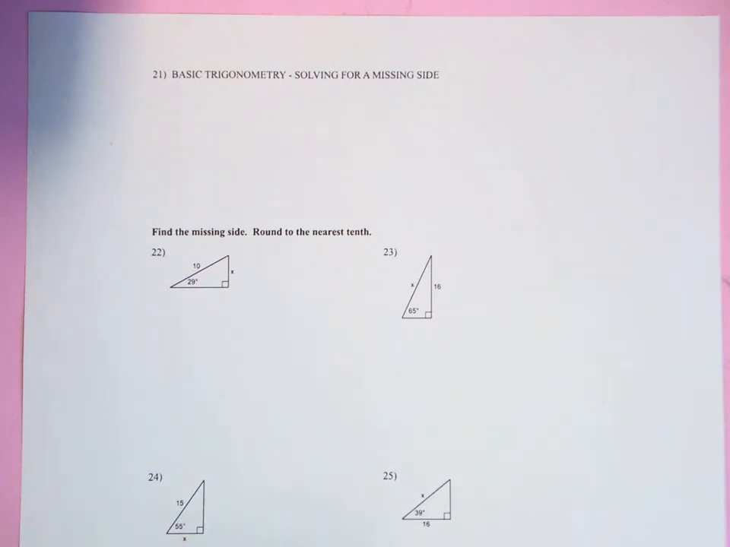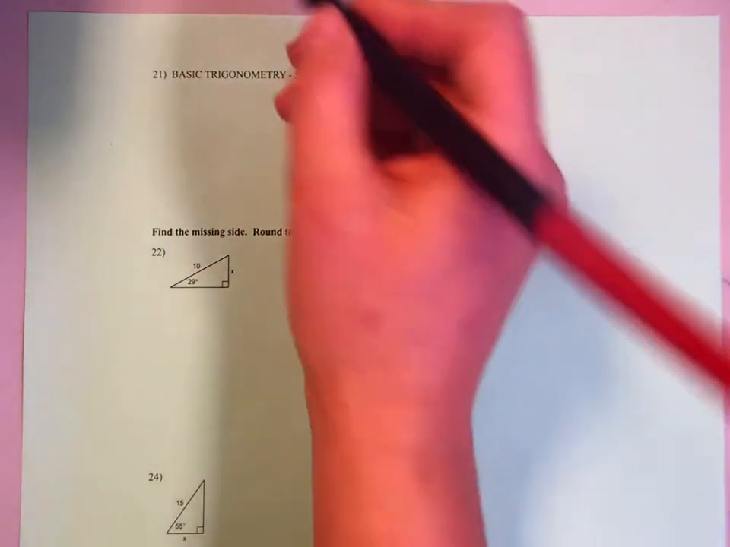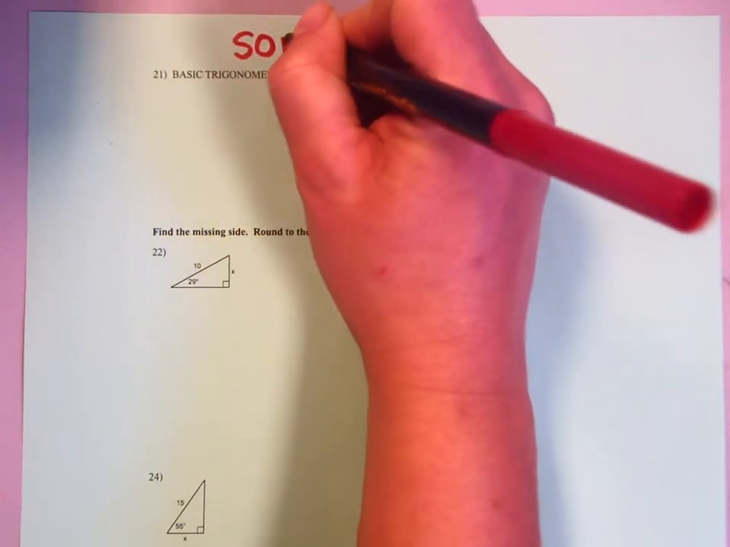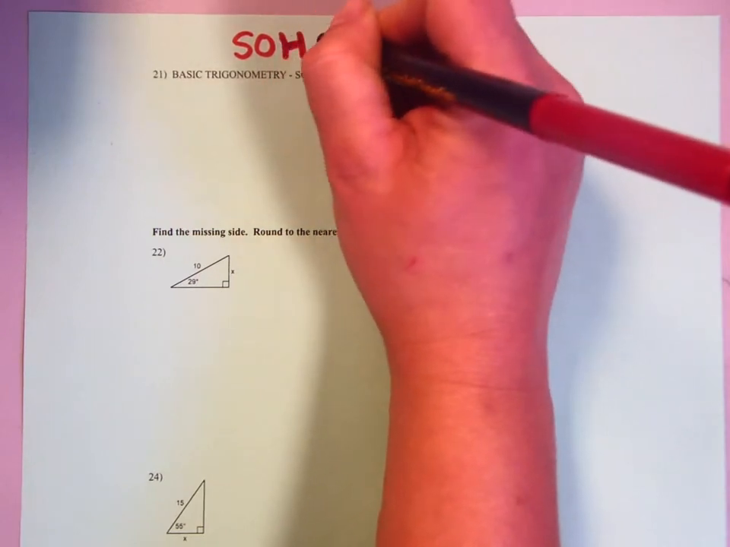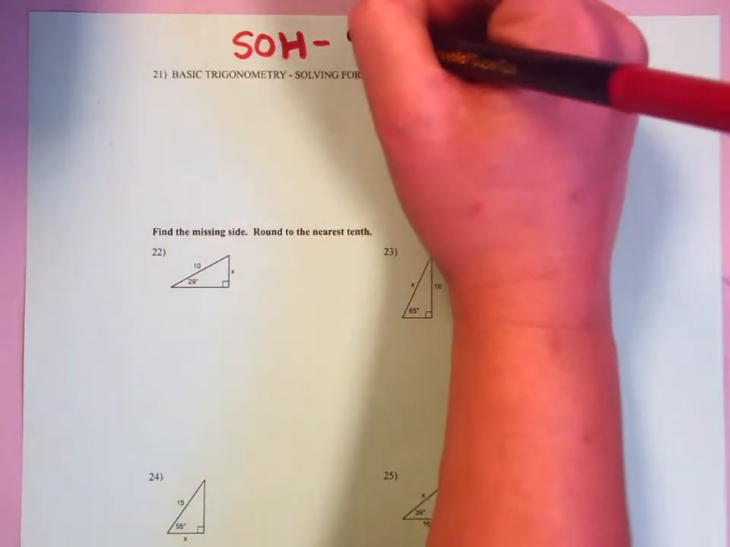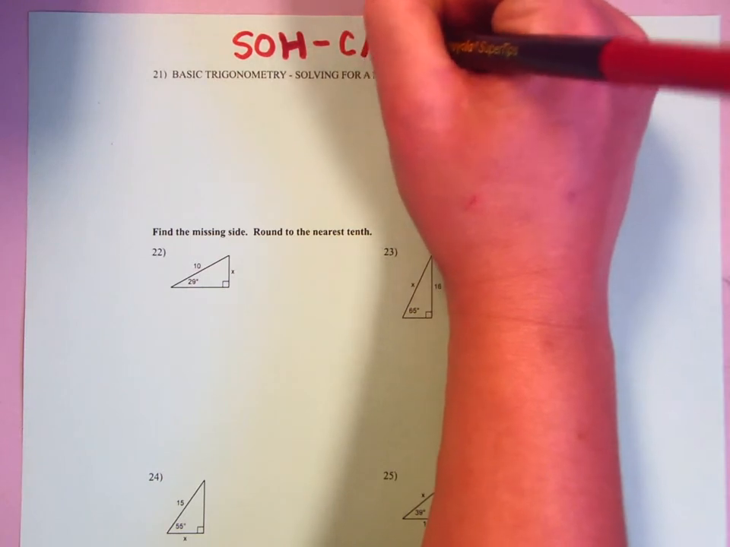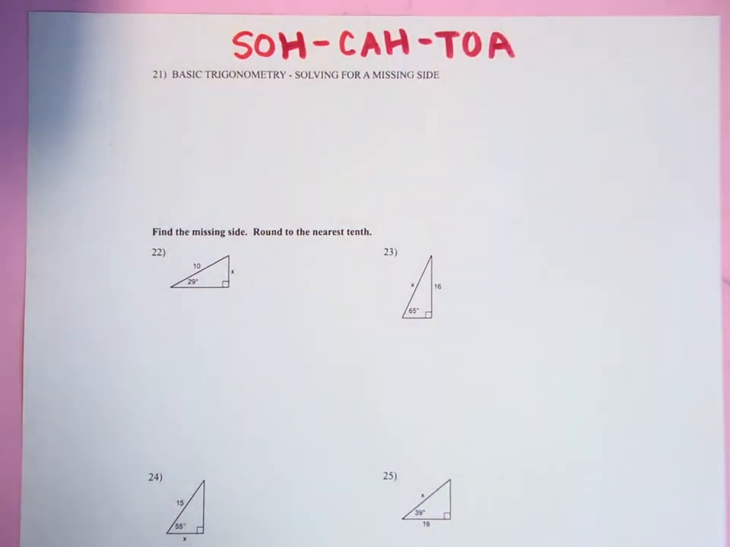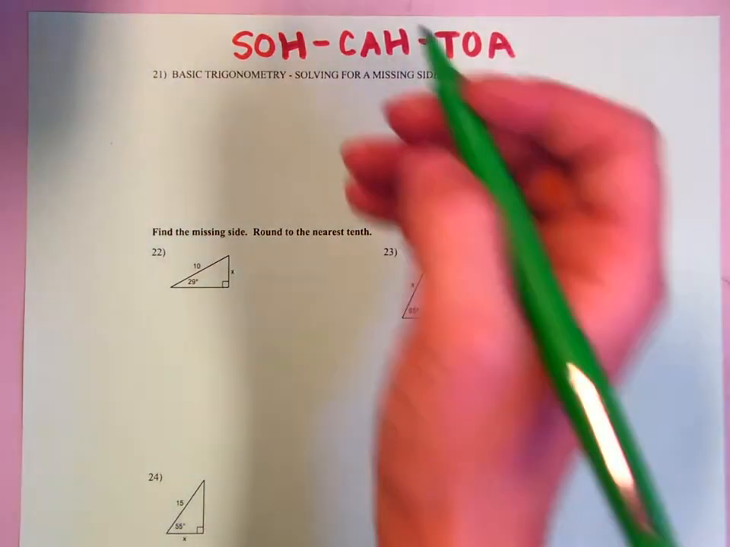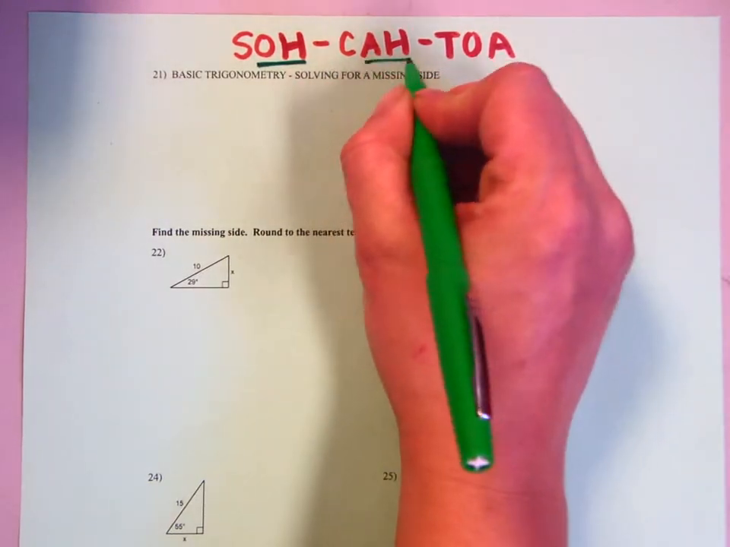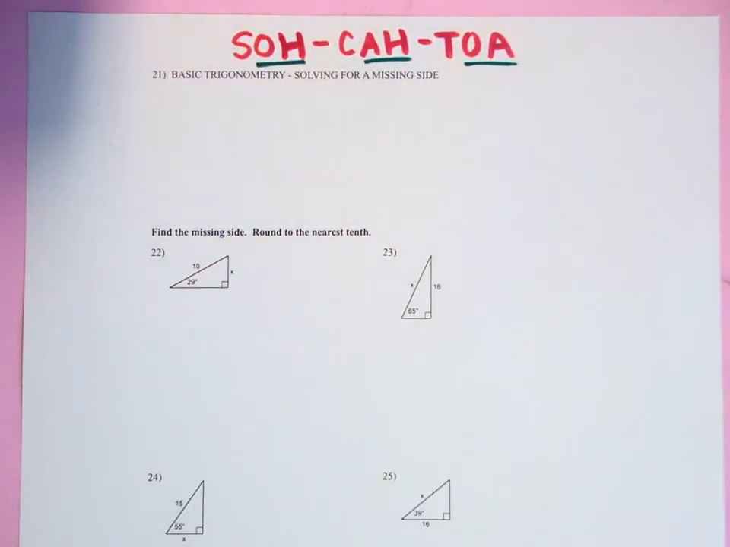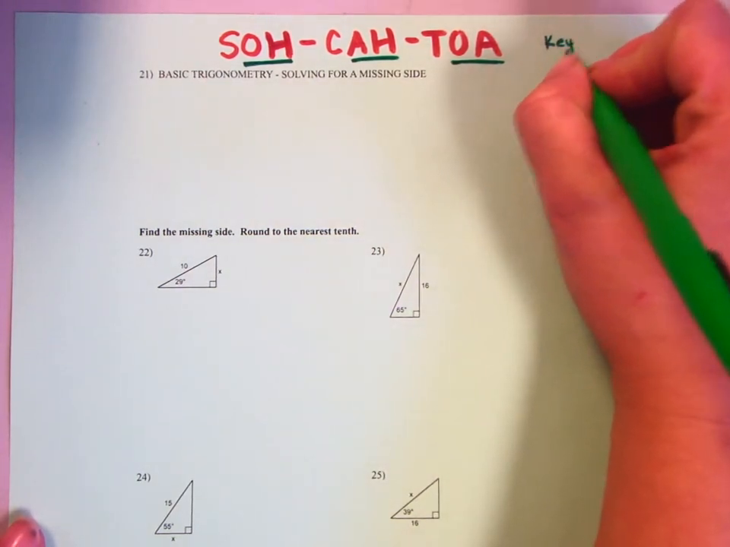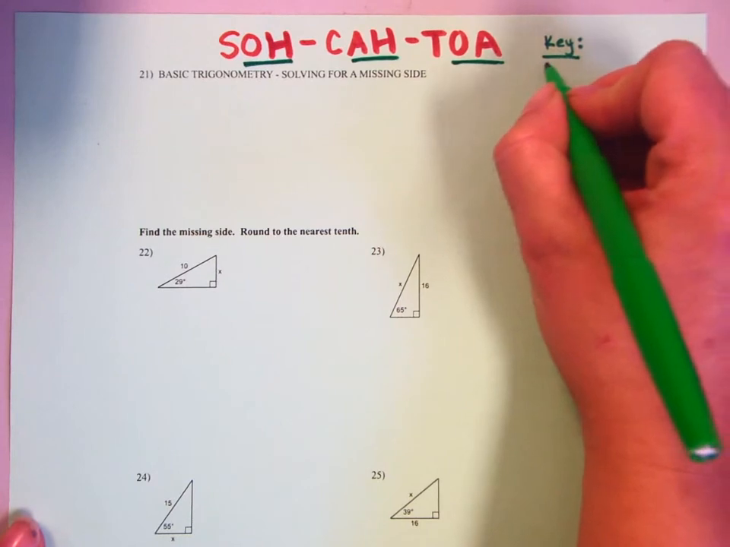Okay, we're reviewing our basic trig. We remember our basic trig functions with what mnemonic? SOHCAHTOA. Now, let's make sure that we remember what everything represents in our mnemonic.